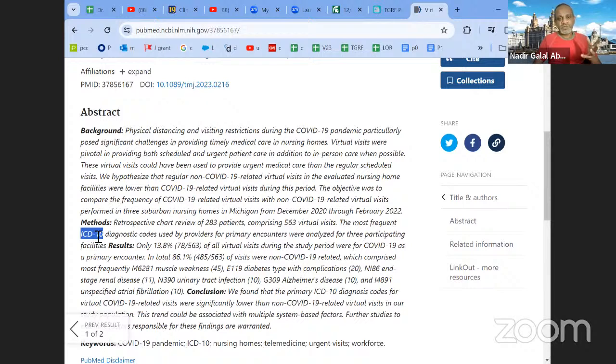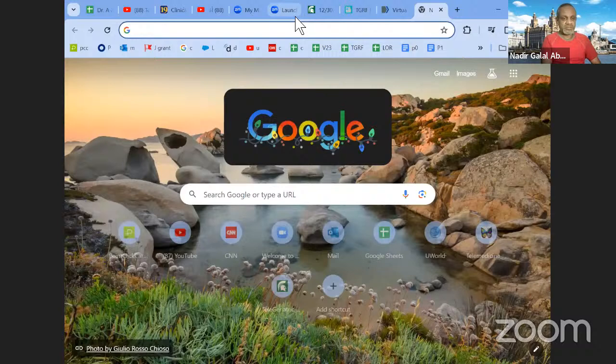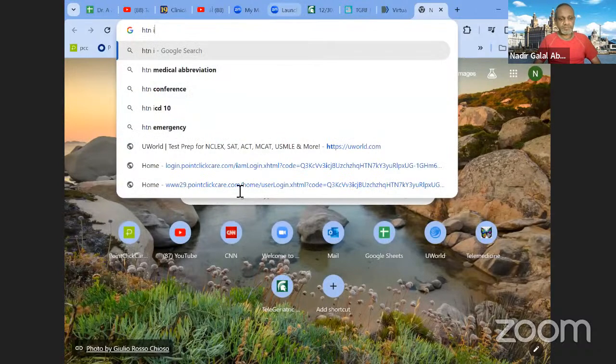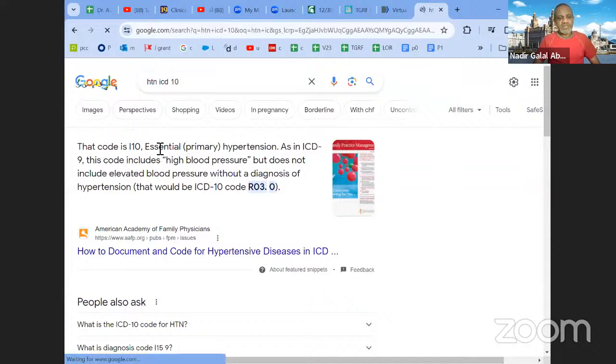And for those who don't know the ICD-10, it's basically for each diagnosis, they have a code that's an internationally recognized code. For example, if it's essential hypertension, it's I-10, and so forth.